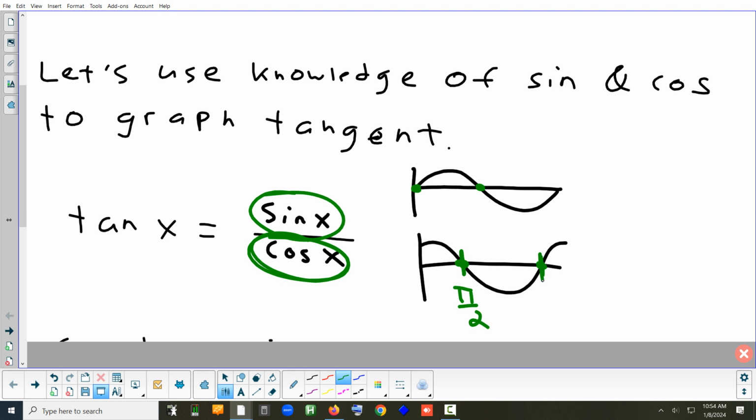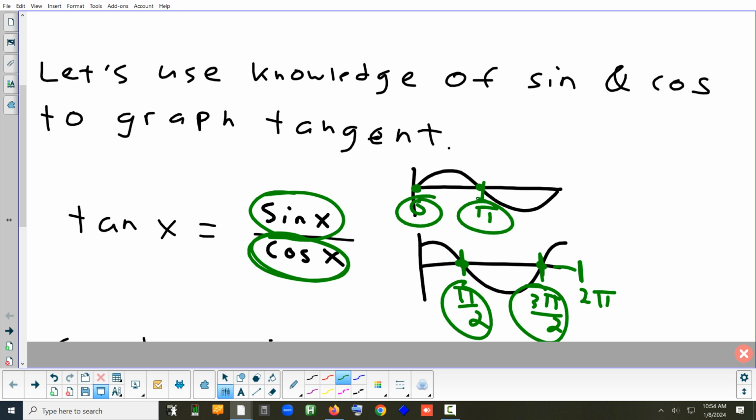And the other place that cosine is 0 in the first cycle? Not 3 pi. 3 pi would be beyond the first cycle, because the first cycle ends at 2 pi right there. Yeah, 3 pi over 2. So these are going to be your first 2 vertical asymptotes in tangent, and these are going to be your first 2 x-intercepts.